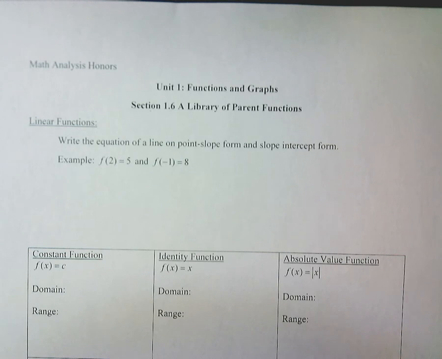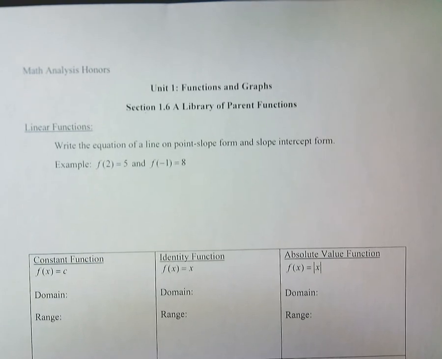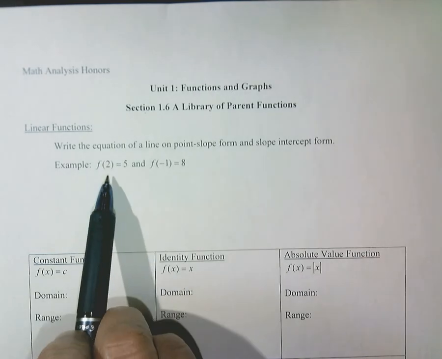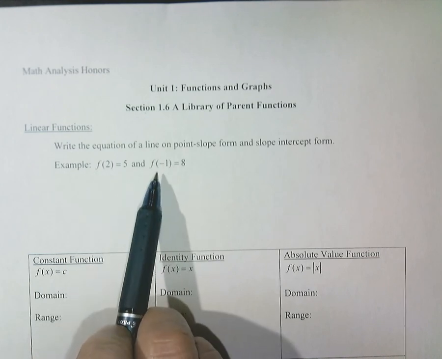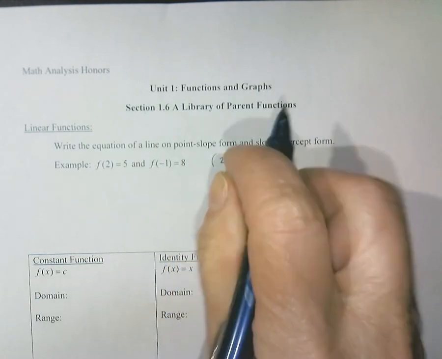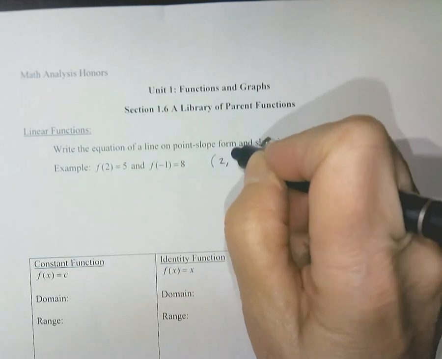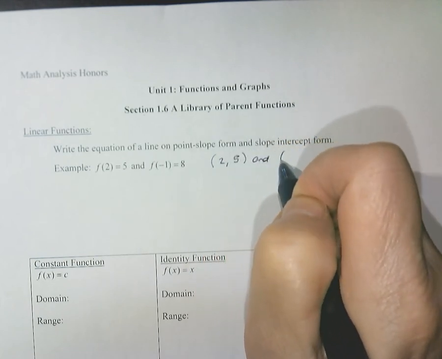So the first thing that we start out with in this unit is the book introduces you to how to write an equation of a line given the information in a different format. So you're going to be given the information f of 2 equals 5 and f of negative 1 equals 8. Well, you did this in Algebra 1, but you would have just recognized it as the point 2, 5 and negative 1, 8.